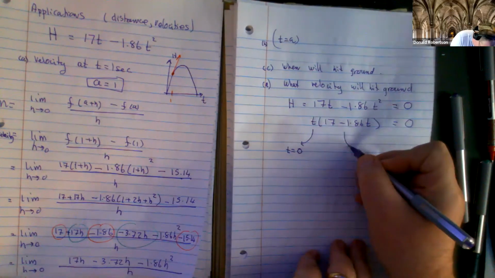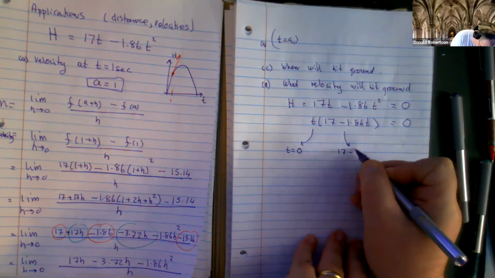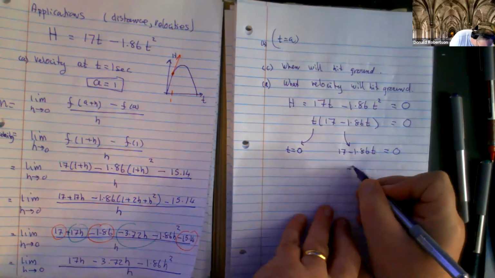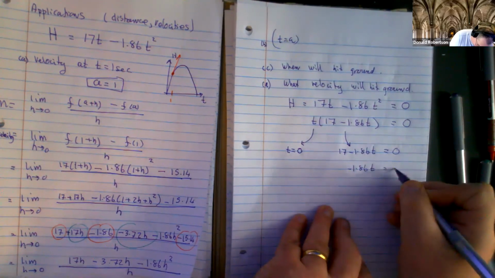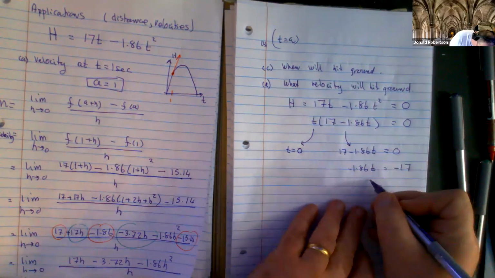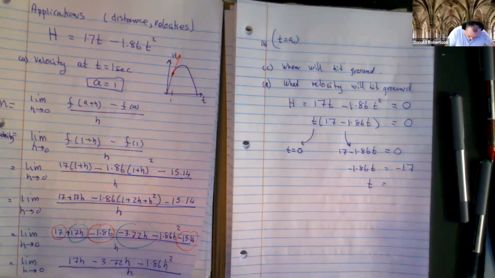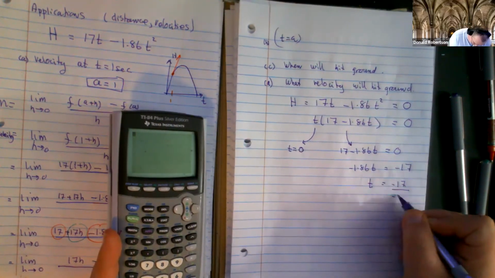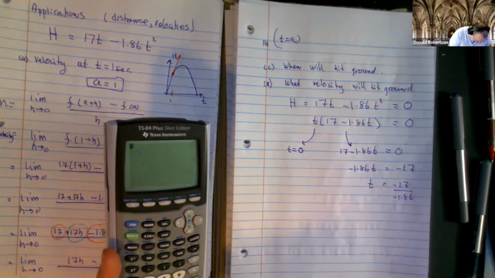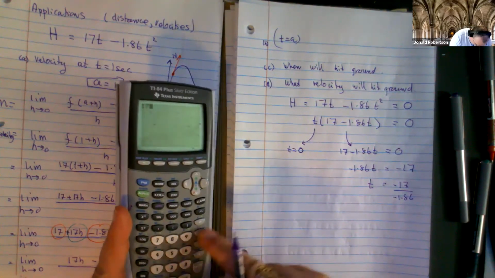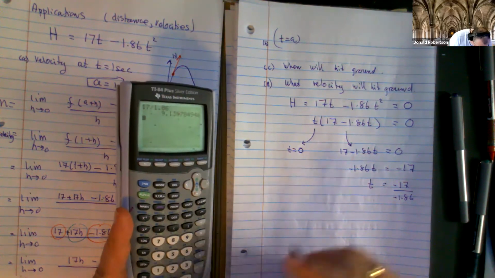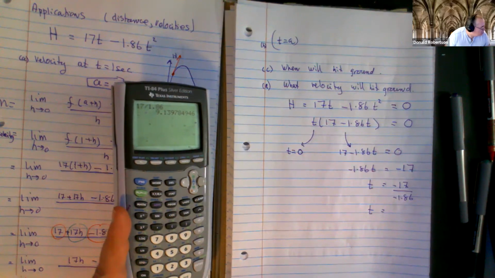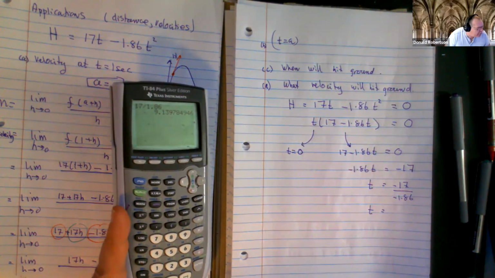And the other one is when that is equal to 0. So if you subtract 17 from both sides, you get that. And then you divide both sides by that guy. And so basically I know it's going to be positive. So 17, 1.86. It's about, that is a really ugly number.